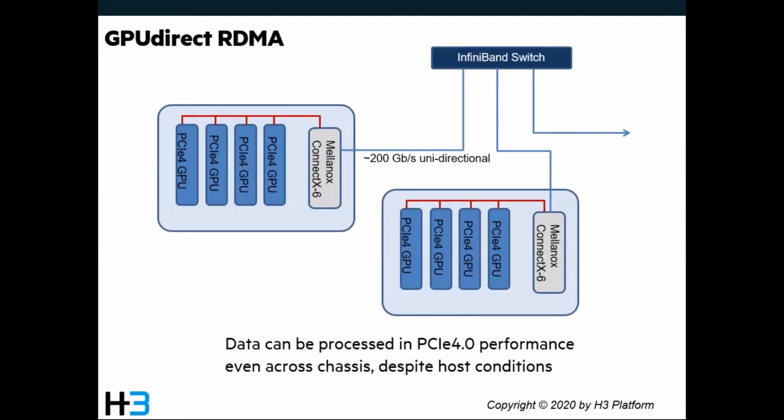And this is what we can also do with multiple Falcon 4010 chassis. With a Mellanox ConnectX-6 installed, we can achieve PCIe 4 peer-to-peer speed, even across the chassis. Again, it wouldn't matter what your host condition is.